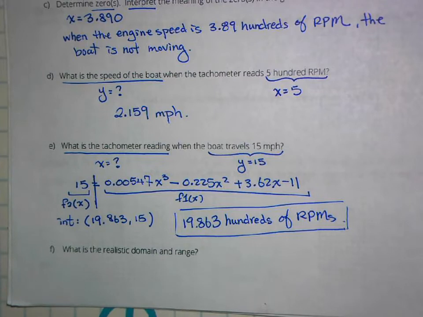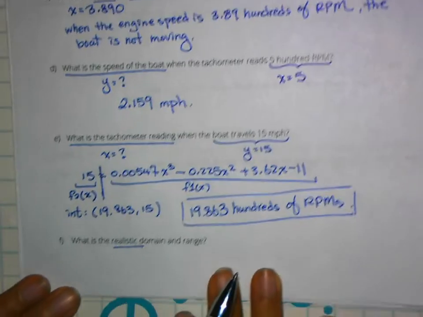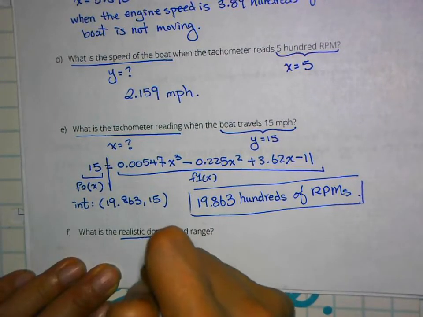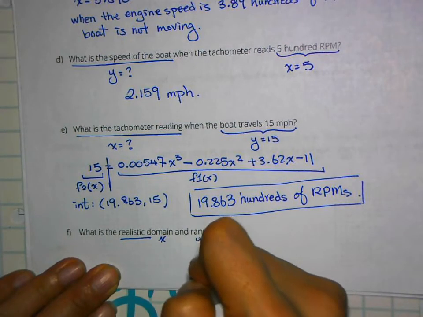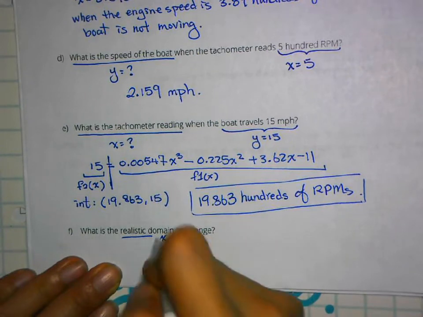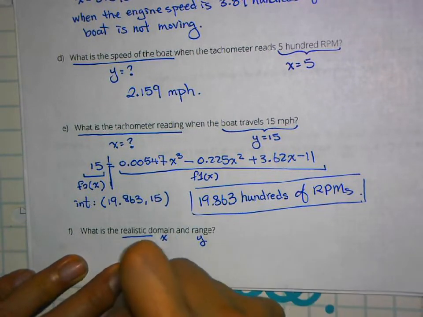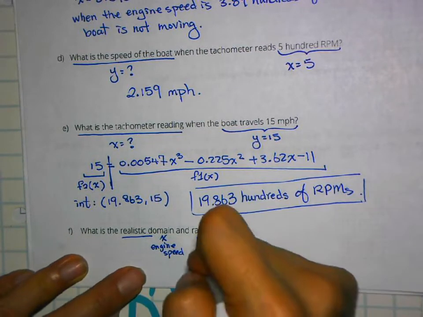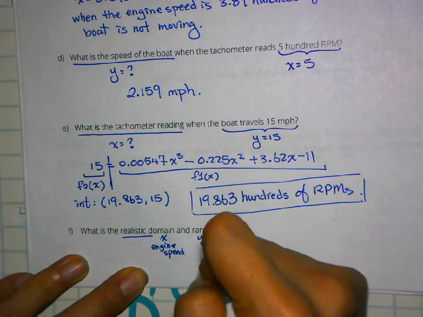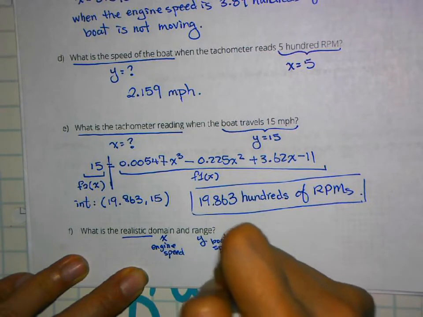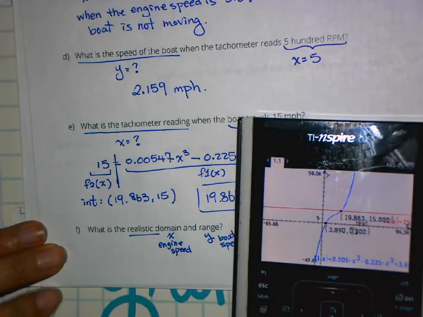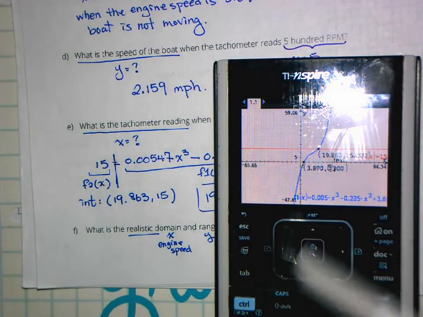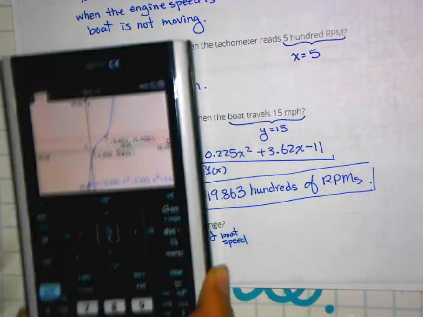Now, here's the next thing. What is a realistic domain and range? If you look at your graph, remember that domain is your x, and range is your s of x, or your y. For domain, you're talking about engine speed. For the range, the y, you're talking about the boat speed. So what's a realistic number for engine speed? Well, can your engine have negative speed? That wouldn't make sense, right?